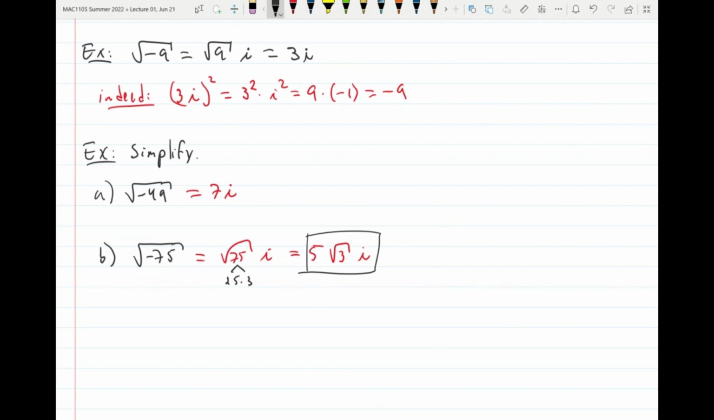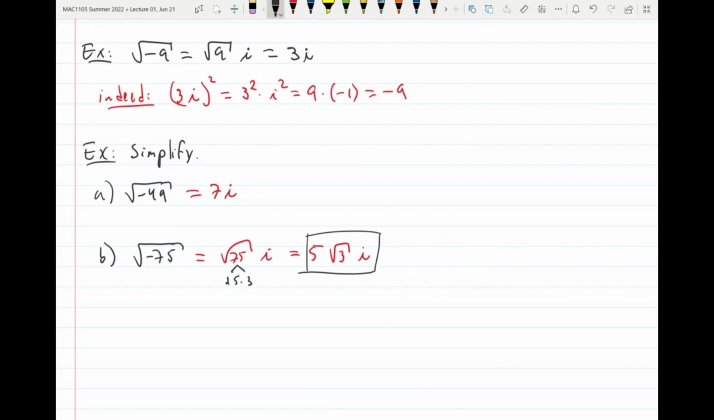Questions on simplifying square roots with negatives inside? All right. So before we move on to complex numbers, because these are imaginary numbers, then we have complex numbers. But before we go there, let's keep exploring i a little bit. In particular, I want to discuss powers of i. Do you know the behavior of powers of i? By powers, I mean when you raise i to a certain power.